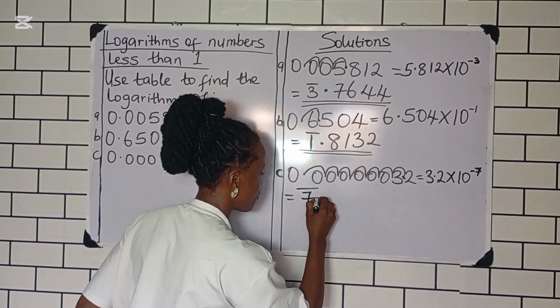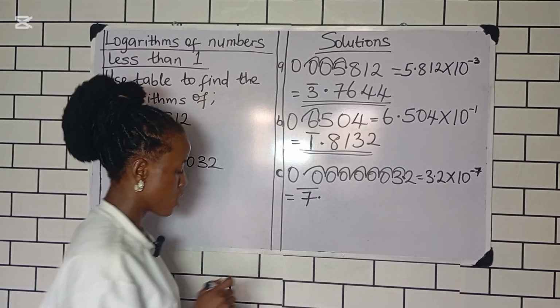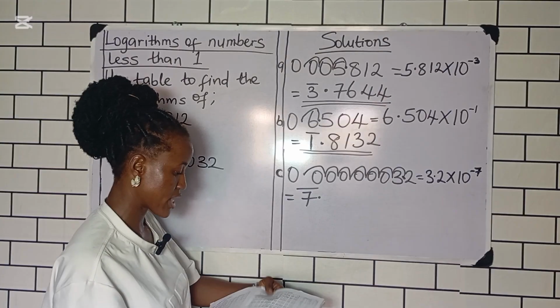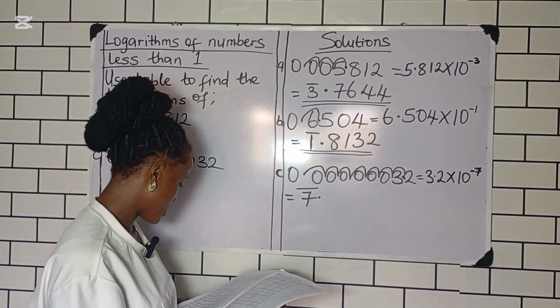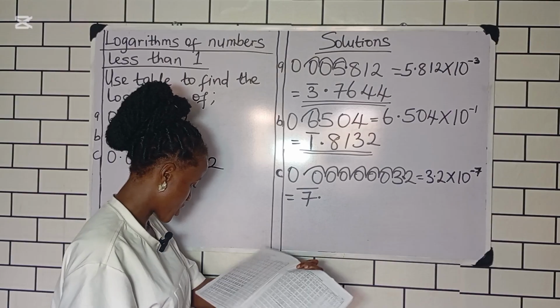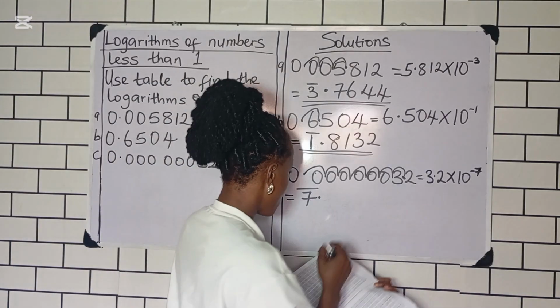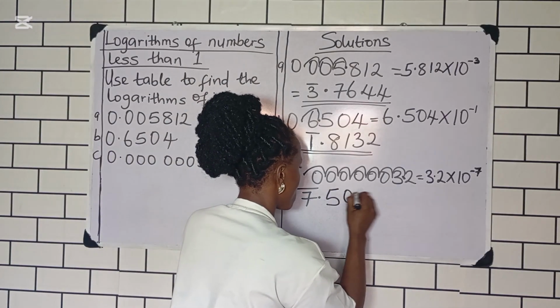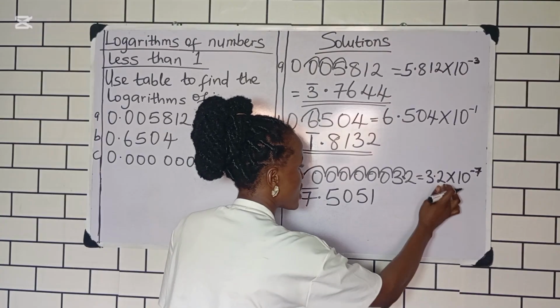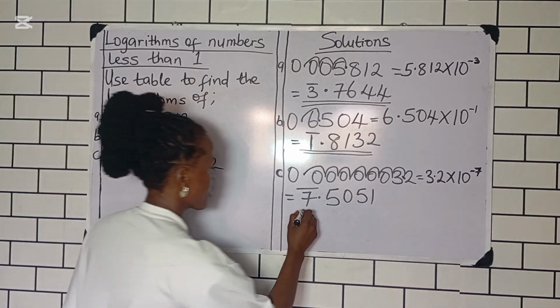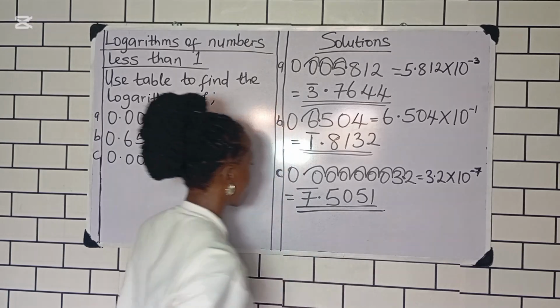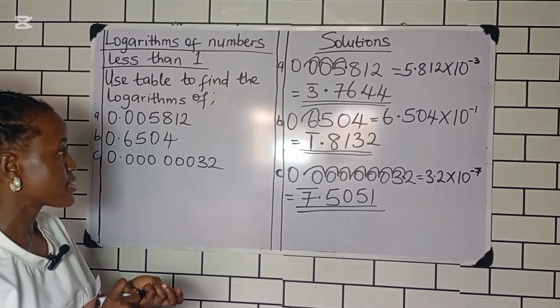We have bar 7 point. Now opening your logarithm table, we have to look for 32 under 0. And 32 under 0 will give us 5051. There's no other digit here. Therefore, we're not going to look for the difference. This is the final answer for question alphabet C.